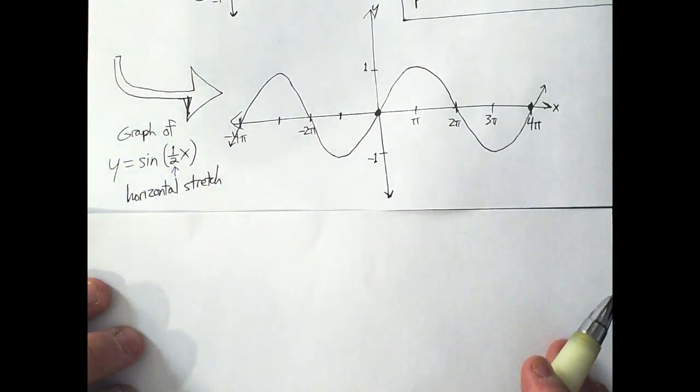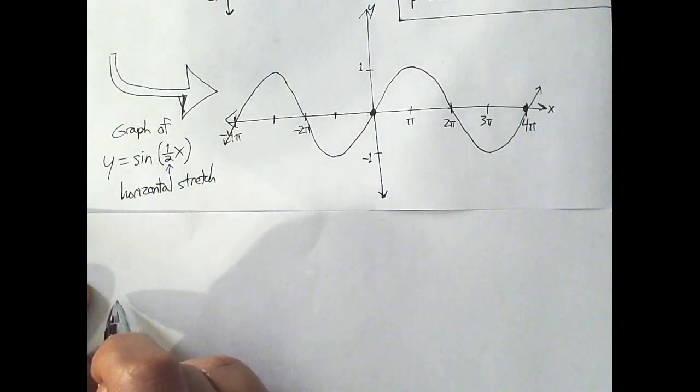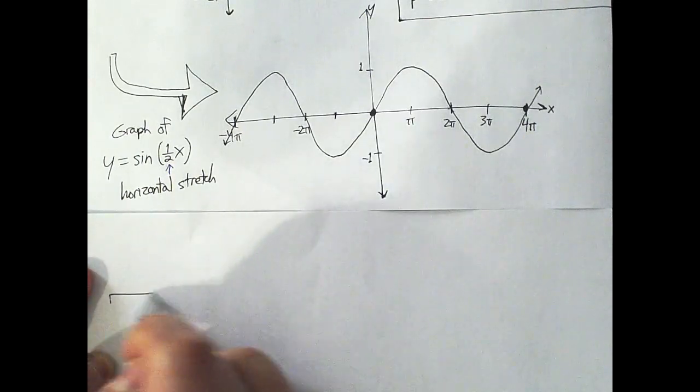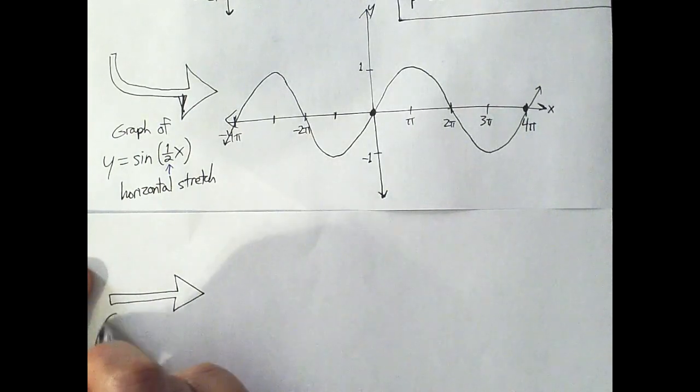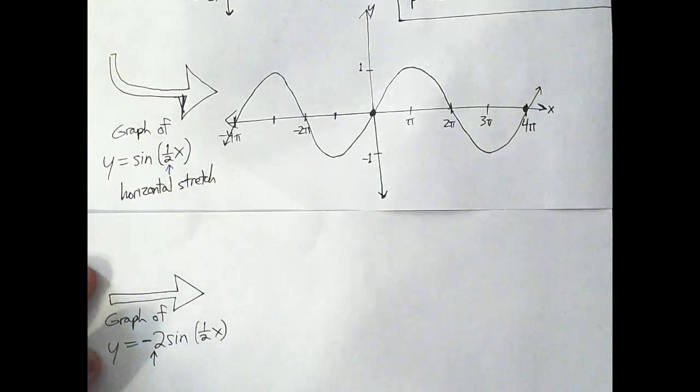We've got one more thing to do, don't we? We have the -2 out front. This problem had a -2 out front. So I want to take this and turn it into a graph of y equals -2 sine of 1/2 x. So what is the -2 going to do for us? It's going to do two things at once, isn't it? The negative out front means vertical flip. And what else? The 2.